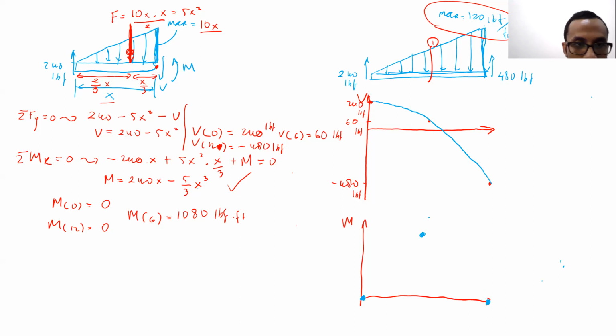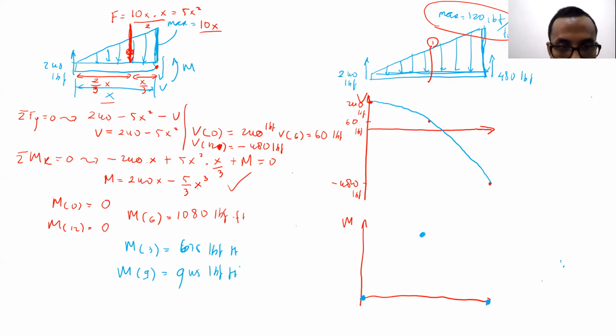Wait, I think I will check again at one location. Moment at x equal to 3 meters. What is the value there? Moment at x equals 3 is 675. And moment at x equal to 9, 9 meters. What is the value there? 945.